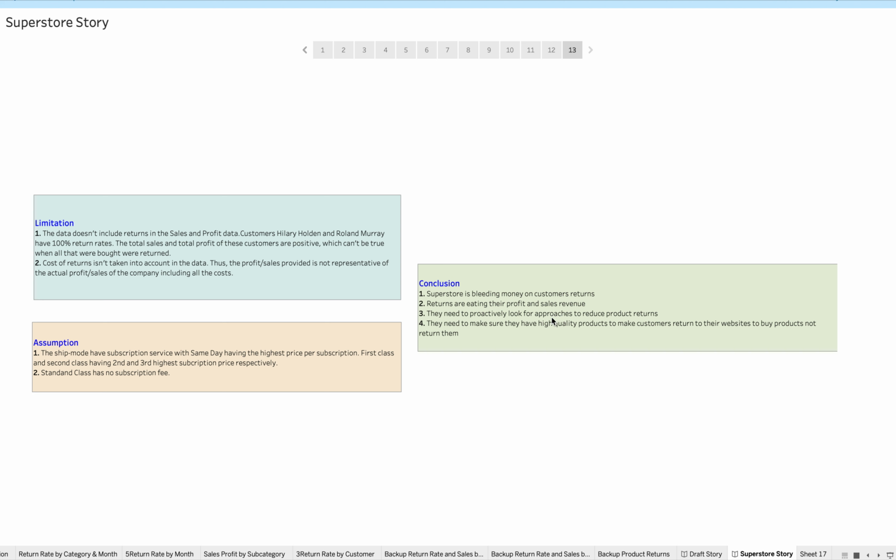So we understand from this analysis that Superstore is bleeding money on customer returns, and they need to look for approaches to reduce the returns, and they also need to make sure that their products are of good quality.